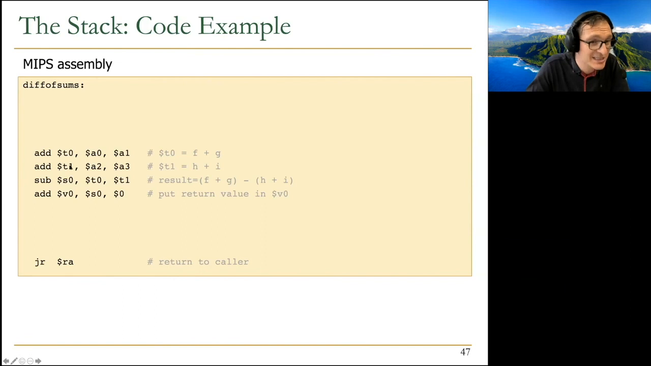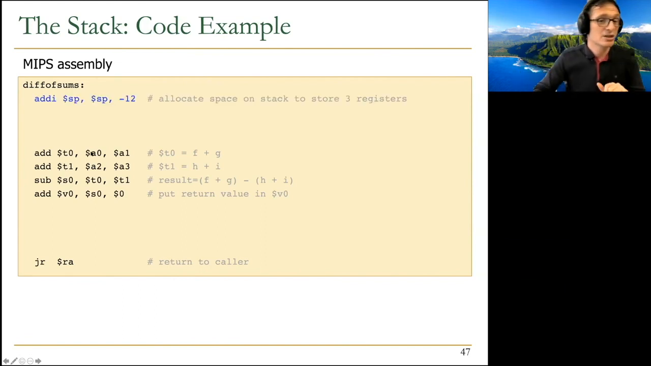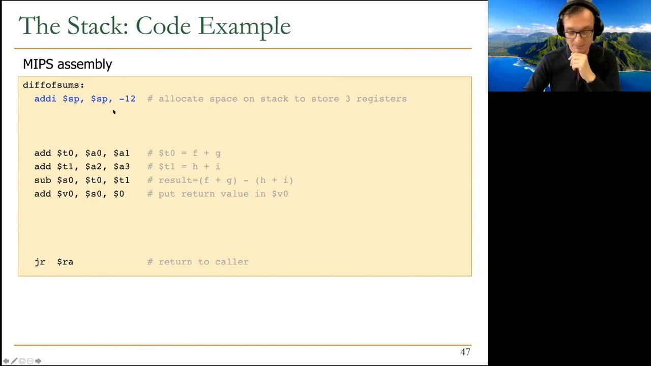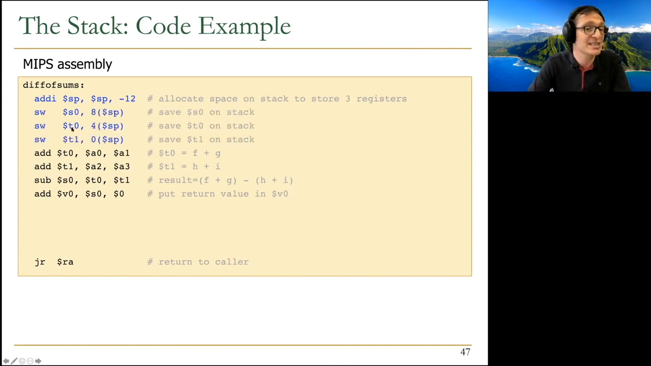It's writing T0, T1, S0, but we don't know if the calling function uses them. So what we do is allocate space on the stack to store three registers. Basically, we do this to the stack pointer. And then we store S0, T0, and T1 to memory locations on the stack. Now we can overwrite, because we stored the old values of S0, T0, and T1. Now we can comfortably overwrite T0, T1, S0, and then compute values based on that, whatever we want to do.